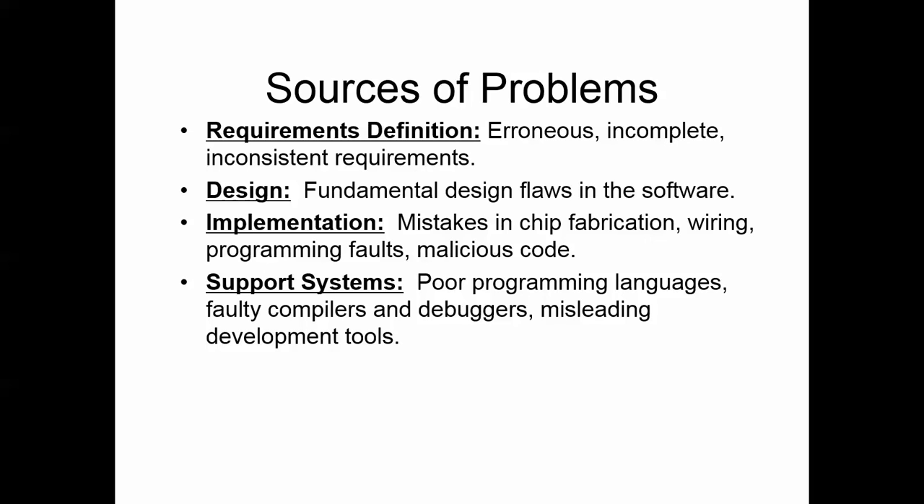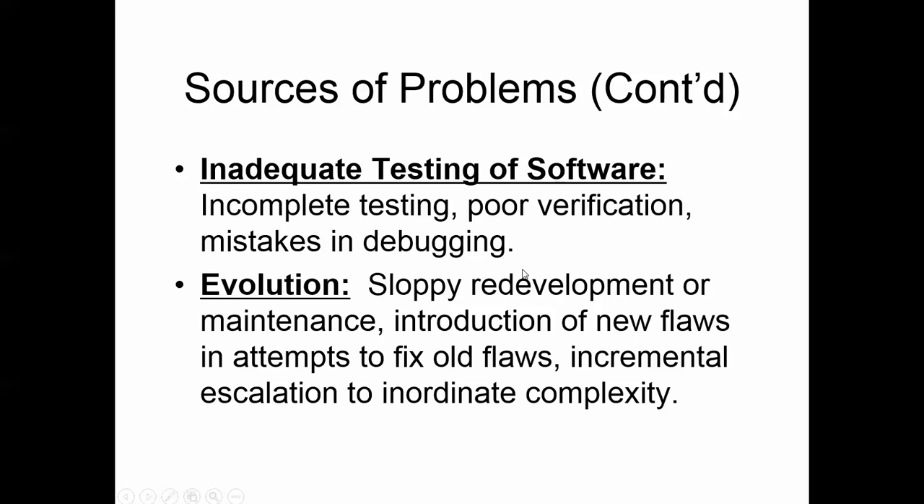All right, implementation, right? Sometimes we write the code incorrectly, divide by 0 or something. The support system, sometimes we just have terrible languages, right? i.e. PHP. I'm sorry for all you PHP lovers out there, but it's terrible. Another source of problems is inadequate testing of software. Sometimes we rush to get the software out and we don't test it properly. And sometimes as the software evolves over time, we will add or introduce new bugs.